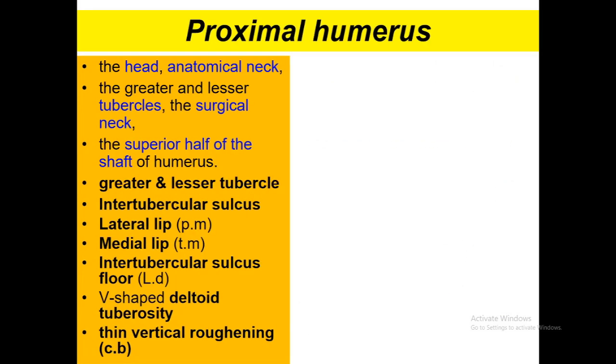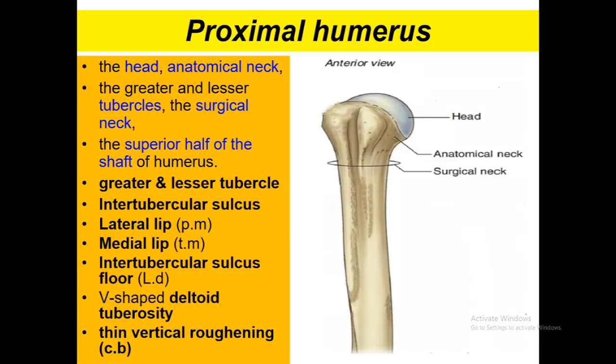Okay, so let's see the proximal part of the humerus. In the proximal part, we have the head and anatomical neck, and here the two tubercles, the lesser and the greater tubercle, which are for the attachment of the rotator cuff muscles. We have three lines here. These three lines represent the attachment of muscles, respectively, from lateral to medial. The lateral lip represents the attachment of the pectoralis major. The intertubercular sulcus is the place for the latissimus dorsi, and the medial lip is for the teres major muscle. The V shape here is the tuberosity, which we name the deltoid tuberosity, giving attachment to the deltoid muscle. And here the thin vertical line is for the coracobrachialis muscle.